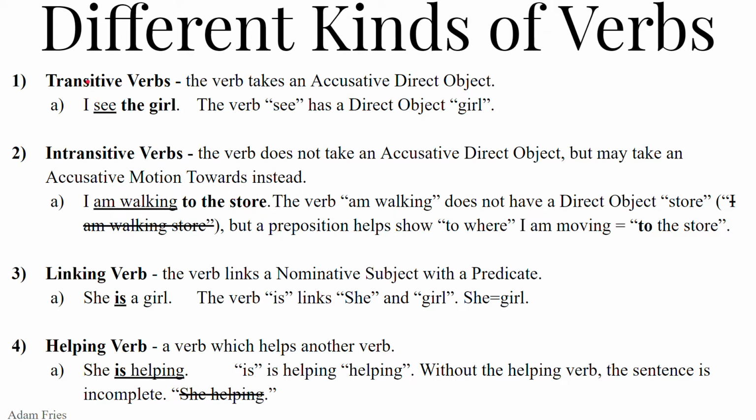So we have transitive verbs. The verb takes an accusative direct object. Intransitive verb. The verb does not take an accusative direct object, but it can take an accusative of motion towards with a preposition. Linking verbs link a nominative subject with a predicate, usually in the nominative, and helping verbs help other verbs.